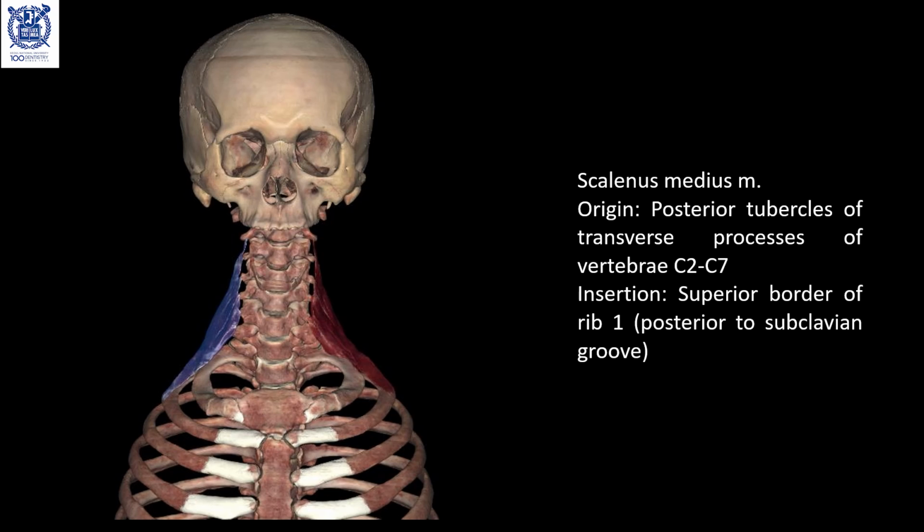Its main action is to elevate the first rib and rotate the neck to the opposite side. It is innervated by the ventral rami of the third to eighth cervical spinal nerve and is supplied by the ascending cervical artery.